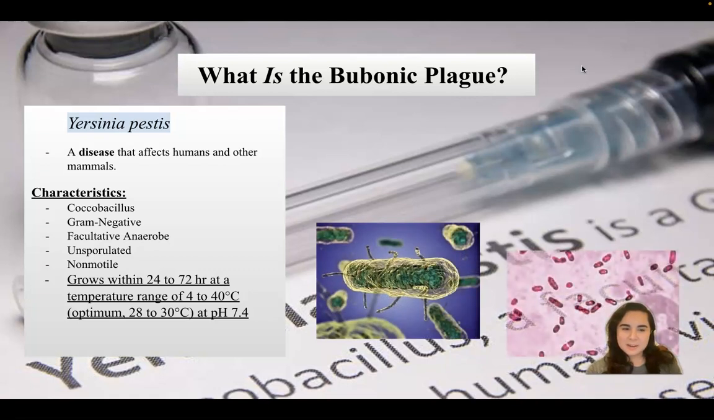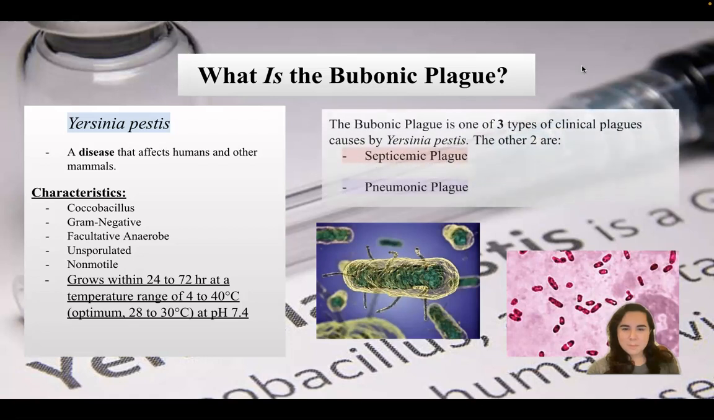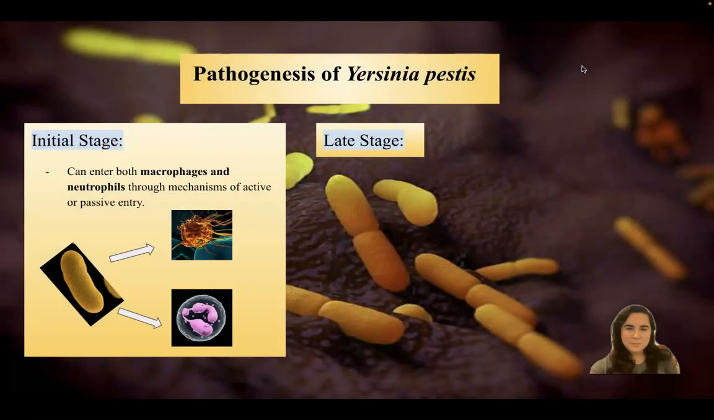And as seen over here, it is also gram-negative, a facultative anaerobe, non-motile, and is a mesophile that can grow within a time period of 24 to 72 hours. The bubonic plague is one of three types of clinical plague expressed by this bacterium. The two other most common are septicemic plague and pneumonic plague.